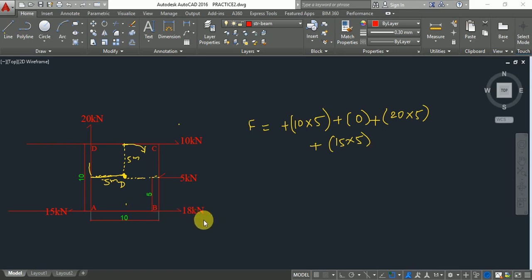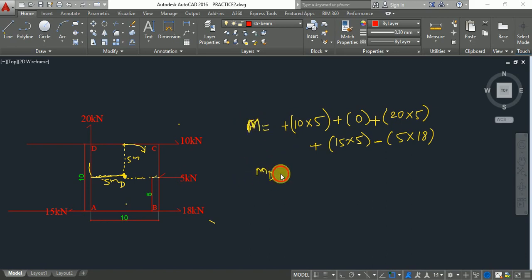Now the last force, that is 18 kN. If I choose this 18 kN, this is its line of action. See here, about this point, see the arrowhead. This arrowhead is rotating in anti-clockwise direction. So that's why the moment is a negative moment about the point D. So what I will write is minus 5 into 18. The perpendicular distance is 5 meters, and it is acting in anti-clockwise direction.